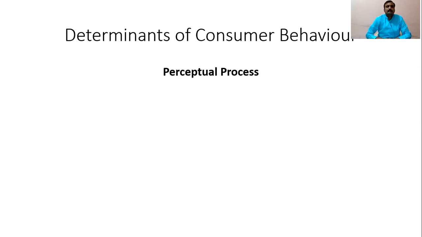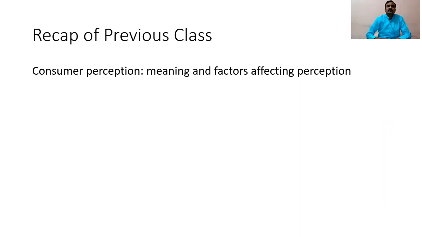In this video lecture, we will discuss the topic under the head determinants of consumer behavior: the perceptual process. In the previous session, video lecture number 15, we discussed consumer perception, its meaning and the factors affecting perception. These can be classified under two heads: internal factors and external factors. Internal factors are selective attention, selective exposure, selective reception, perceptual vigilance, expectation, and subliminal perception. External factors are price perception, price expectation, company image, and perceived risk. These are the things we studied in the previous session.